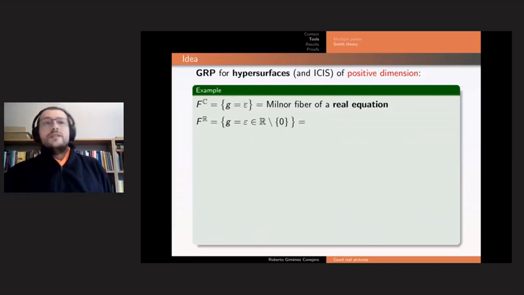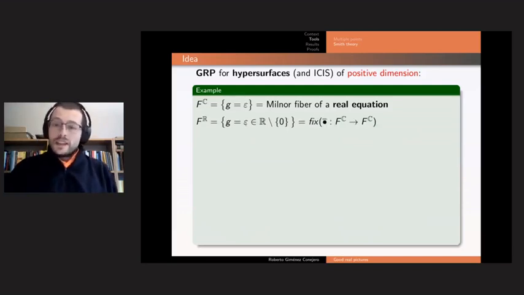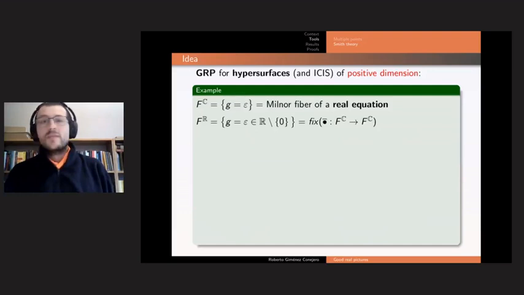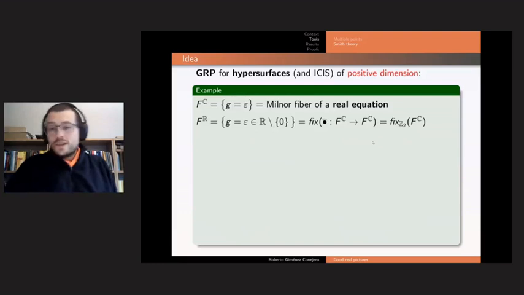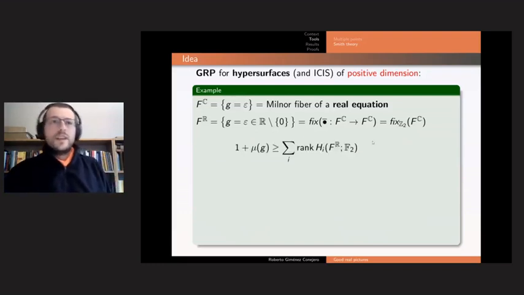If this epsilon you take real and you look at the real solutions of this equation, now you have the real Milnor fiber. And of course, the real Milnor fiber is going to be the fixed points by the conjugation. So you're going to take the real points in the complex Milnor fiber. This is, as I was saying, the fixed points by the action of the group. And now, in these conditions, you can apply Smith theory because the action is very nice.